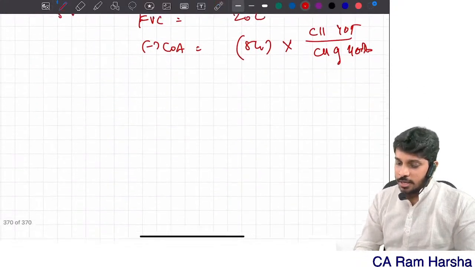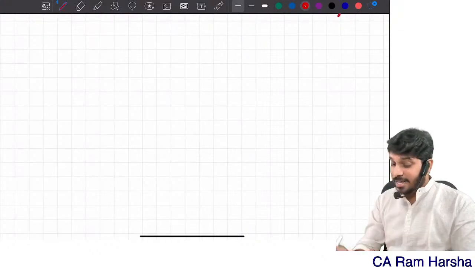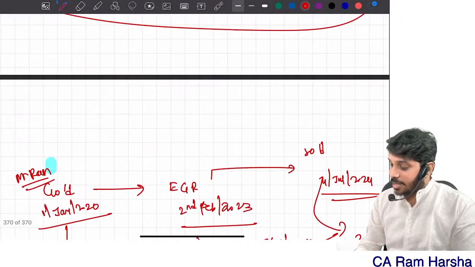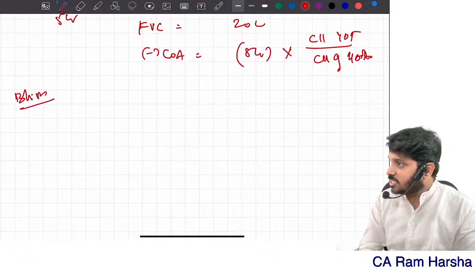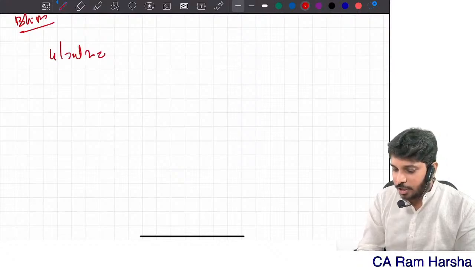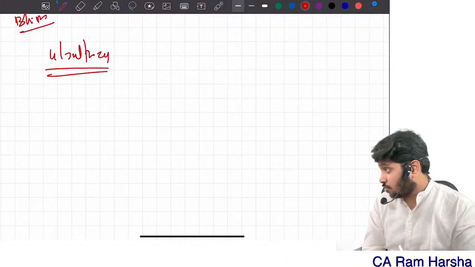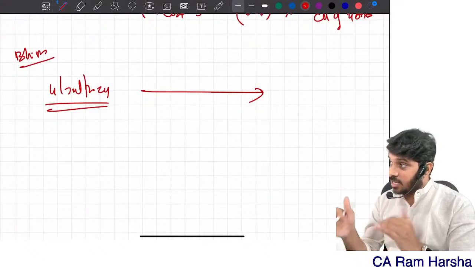Now, sir, I sold the EGR, right? Somebody else purchased the EGR. I sold the EGR to Bheem on 4th July 2024, and Bheem purchased it. Yes or no? Now, he went and redeemed the EGR with the gold.